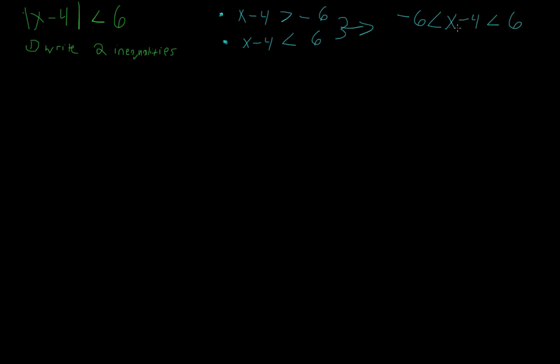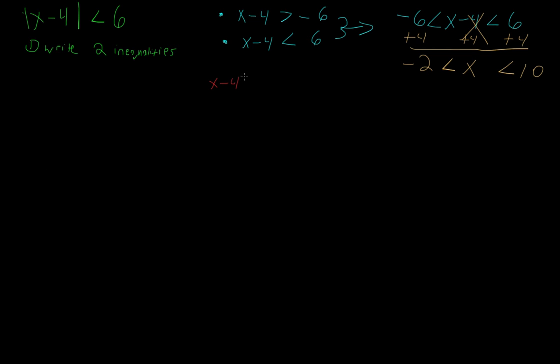Okay, so let's solve for x. We want to isolate first, so we have to get that x by itself. So what you want to do is add 4 to all sides. This becomes negative 2 less than x, less than 10. Now before we move on, I want to show you how these two are the same. So let's do that. I'll use a different color to show the difference.